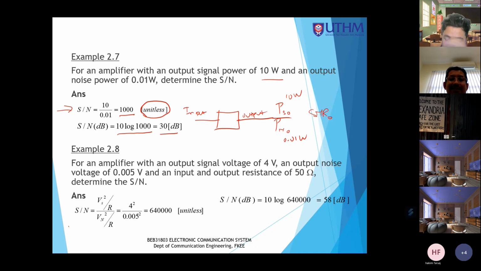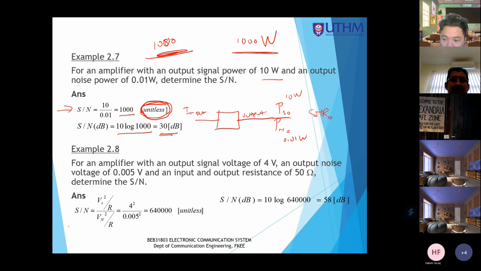Okay. So maksud saya kalau tulis unitless ni, dia agak lucu sedikit lah. Kita faham, memang kita faham kalau 1000 dengan 1000 watt. This is two different things. 1000 and 1000 watt. So this is two different things. This is a value without a unit. This is a value with unit. Okay. So becomes 30 decibel.